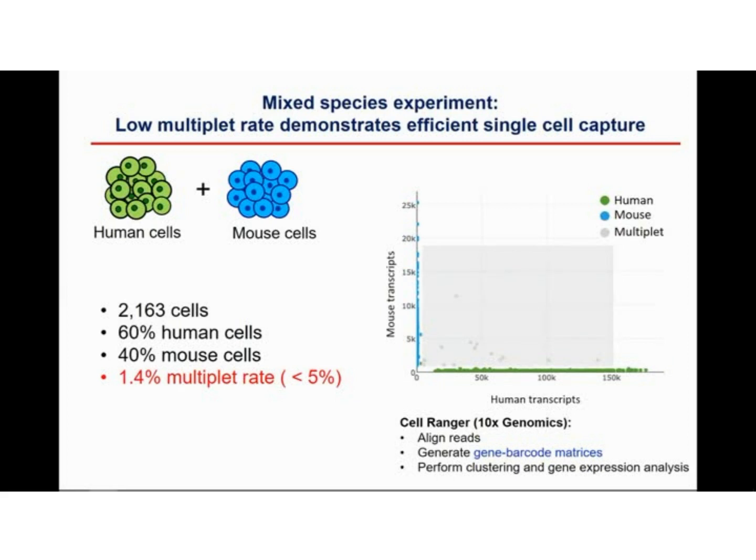You can see the gray dot here, we call this a multiplet. So you want this multiplet rate as low as possible. Normally you want it lower than 5%. And in our case, you can see it's 1.4%, so it's pretty good.